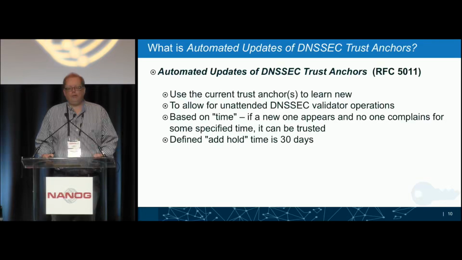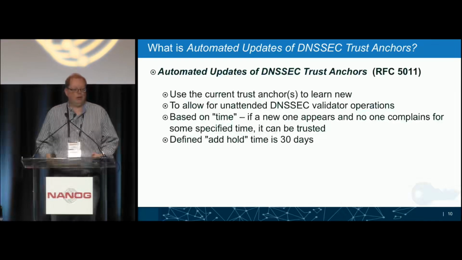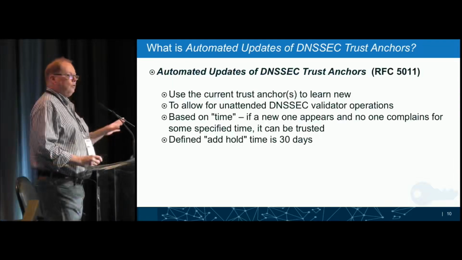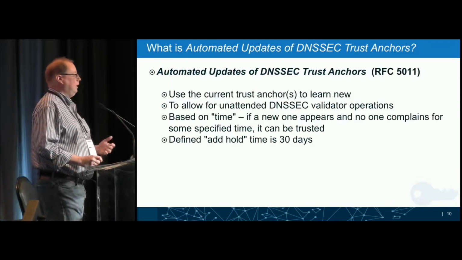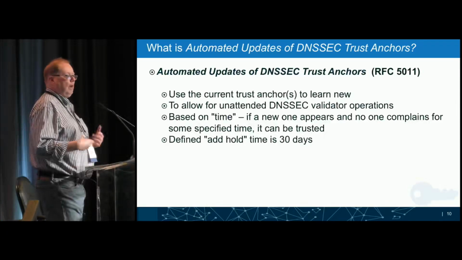Automated updates of DNSSEC trust anchors, if you aren't familiar with that, it uses the current trust anchors to learn the new ones. We put out new trust anchors out there, we sign it with the old trust anchors, and unless you hear otherwise, you can assume after some amount of time that this new trust anchor is a good one to have as a trust anchor. It allows for unattended DNSSEC validator operations out there. If you run a validating server out there, and you want to let it just configure itself, you can just turn on this automatic updates and it will continually learn the keys.